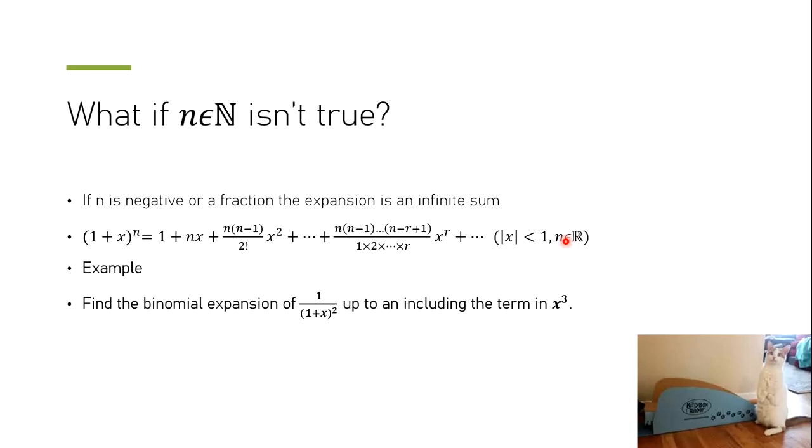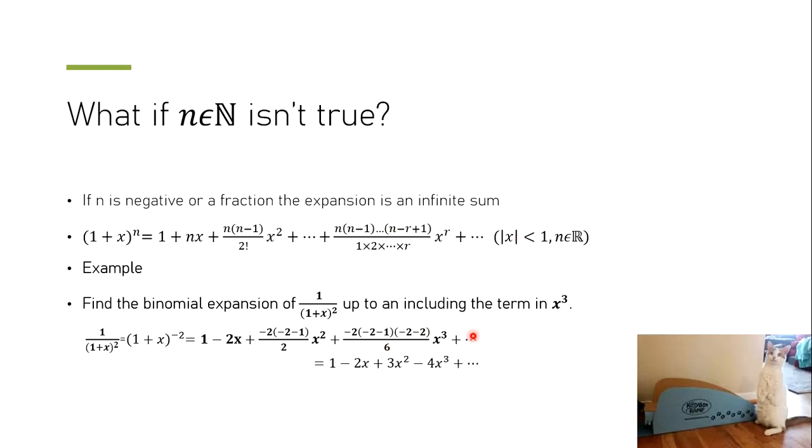So here's an example. Find the binomial expansion of 1 over (1 plus x) squared up to including the term in x cubed. Well, this is the same as (1 plus x) to the minus 2. So n is a negative number, but that's okay because n is still real. It's not natural, so the modulus of x has to be less than 1. That's all it means. So you do the same thing, sub it into the same equation, and you end up with 1 minus 2x plus 3x squared minus 4x cubed. When I say same equation, I mean the same equation as the one we went over in the last video, which I'll link.